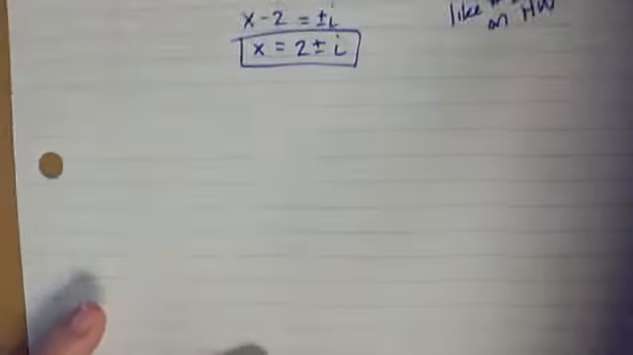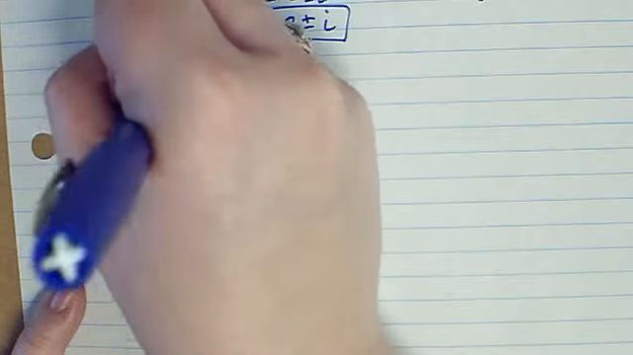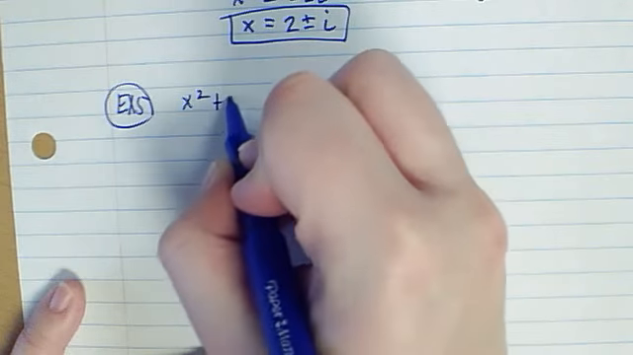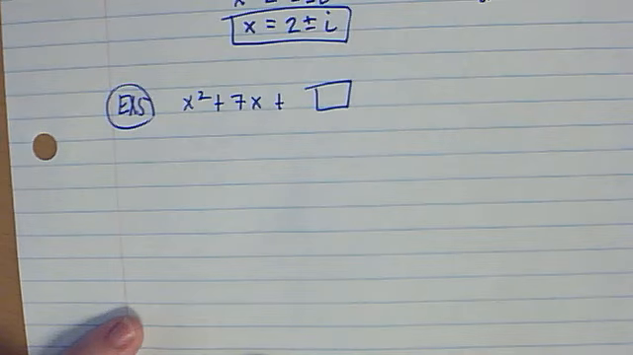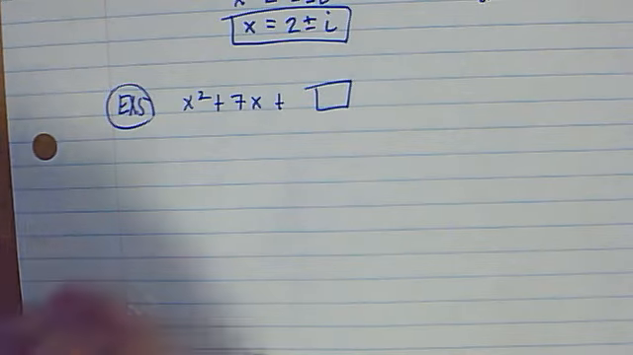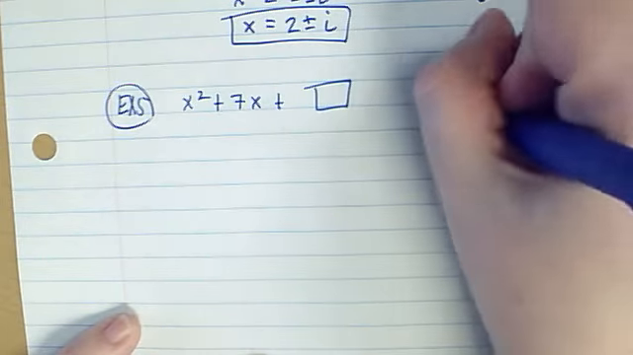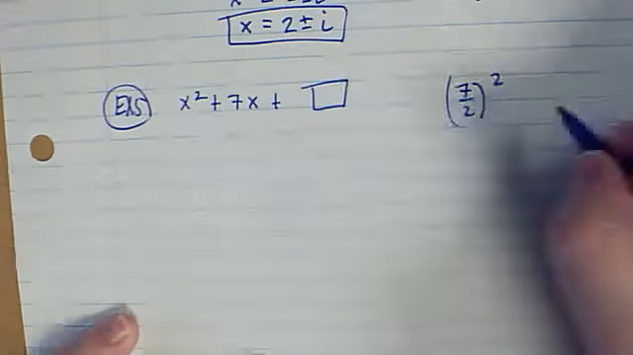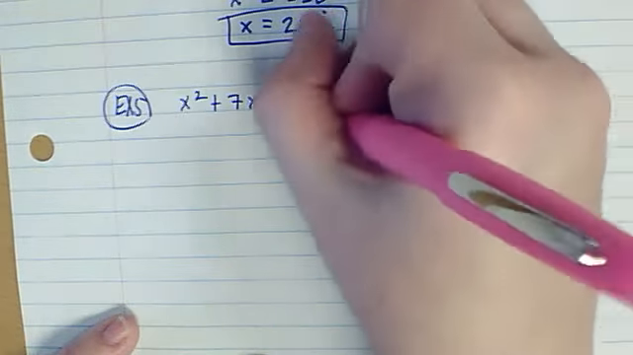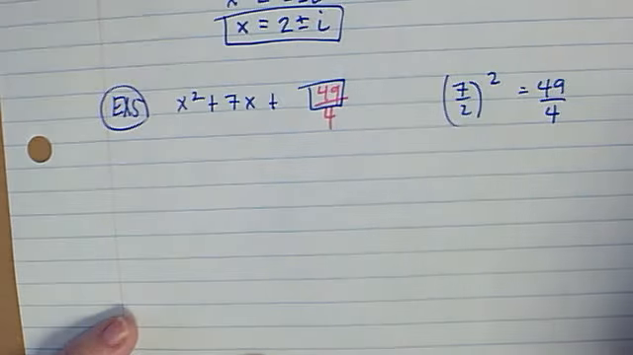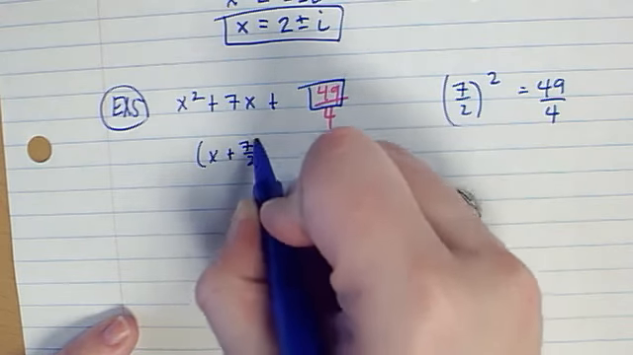And then example 5, I have x squared plus 7x plus a box. Well, that's like example 1, what would need to go there? If I take half of 7, so 7 halves, and I square it, that gives me 49/4. So that is the value I would write in the box. So that would be (x plus 7/2) squared.